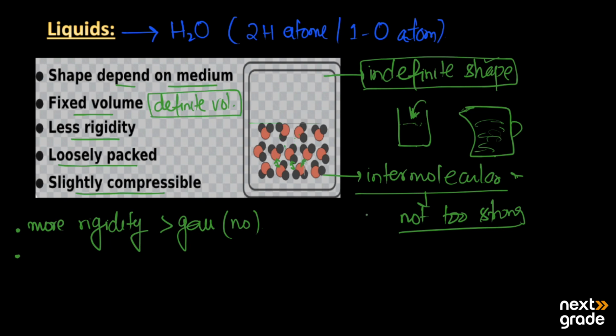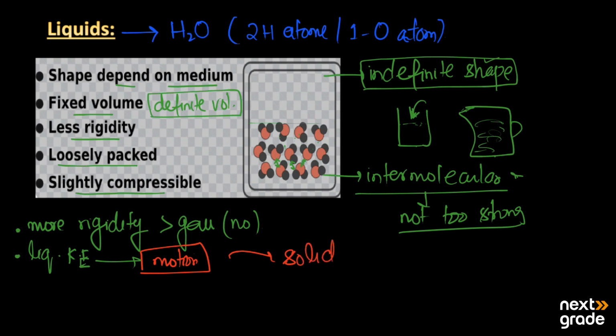Next, the intermolecular forces of liquids are intermediate. Intermediate means not too strong, just enough to keep the particles together. Next, the molecules of liquids possess kinetic energy, which is the energy present in the particles due to their motion. That's why liquids can also be converted into solids. How can we convert liquids into solids? The simple way is by cooling.